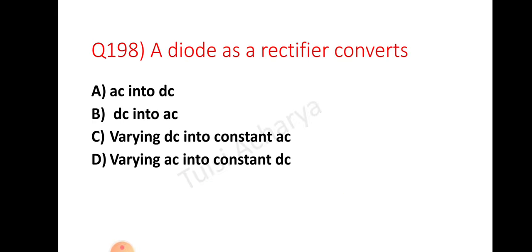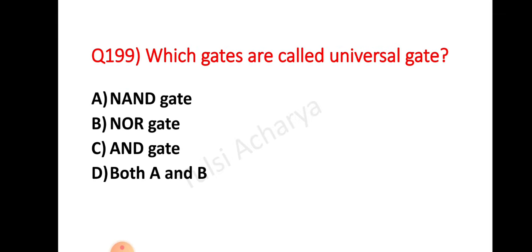Now let's move to question number 198. A diode as a rectifier converts AC into DC, because rectification is the process of conversion of AC into DC, which is done by diode. So option choice A is the correct answer for question number 198. Now let's move to question number 199. Which gates are called universal gates? NAND gates and NOR gates. They are called universal gates because by using their combination we can get all other basic gates. So by using NAND gates and NOR gates multiple times, we get all other different gates.